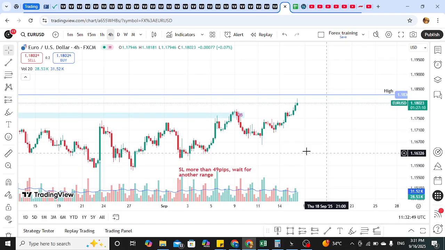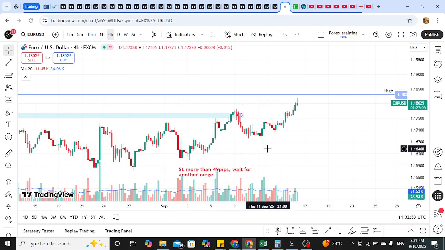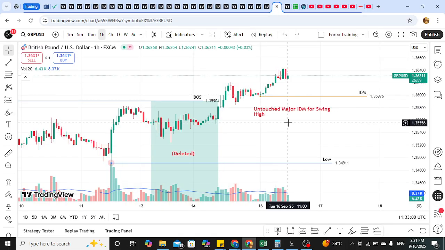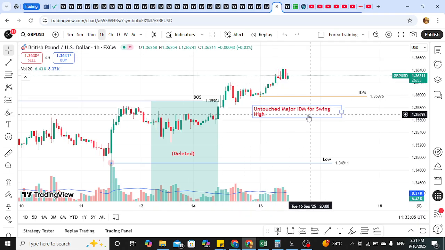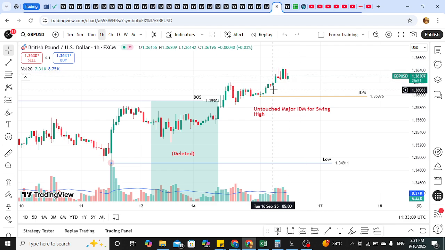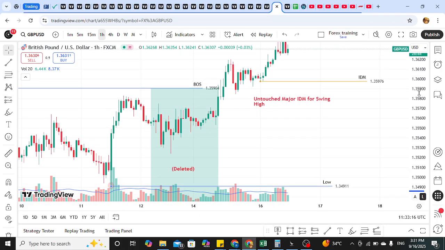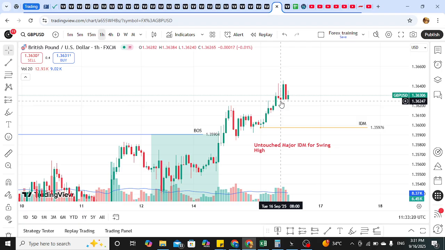okay, this is the note here. The SL is more than 49 pips, so it's larger than anything I can take. This is another on the GBP USD, untouched major IDM for swing high. I'm waiting for the swing high. And actually, I think I'll leave that until tomorrow.